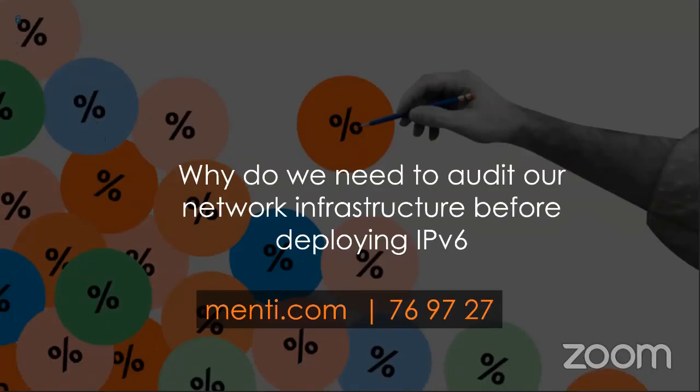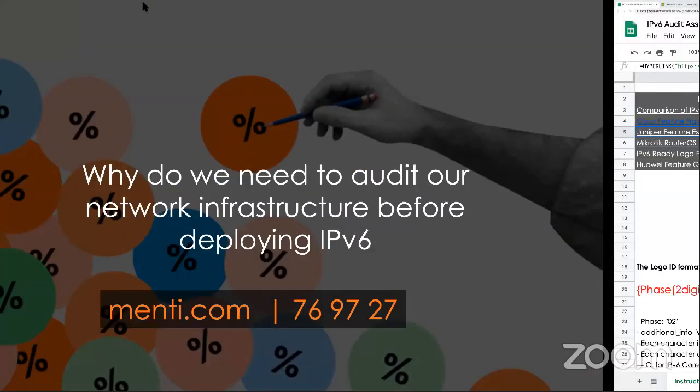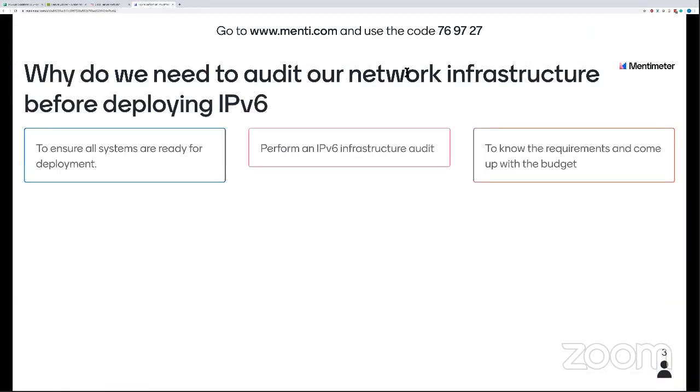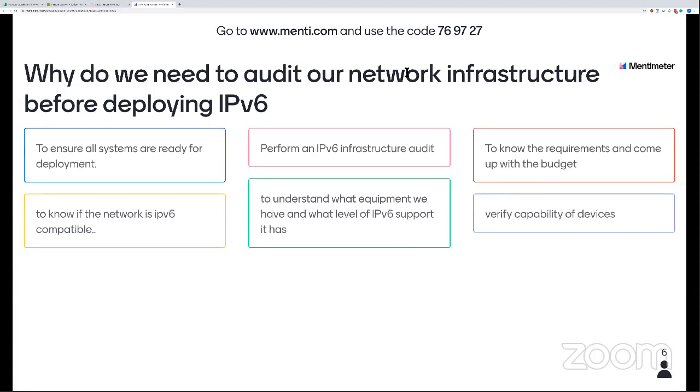The first thing that we like to do, Stefan mentioned the Menti. I like to know, based on your perspective, why do we need to audit our network infrastructure before deploying IPv6? So let's head to menti.com, then use the code 769727. That is if you're already not there, menti.com. I can see some guys already answering. So I have 3 people who've responded. Why do we need to audit our network infrastructure before deploying IPv6? 5 people. Only 6 out of 48 of us.